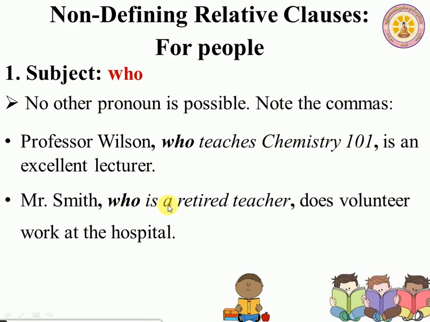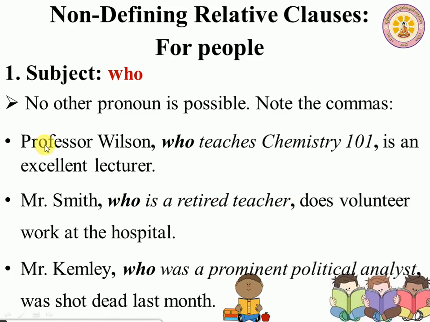Mr. Smith, who is a retired teacher, does volunteer work at the hospital. So Mr. Smith is already understood, already known. Who is a retired teacher is the non-defining relative clause and is separated by commas. One more: Mr. Kamlai, who was a prominent political analyst, was shot dead last month.